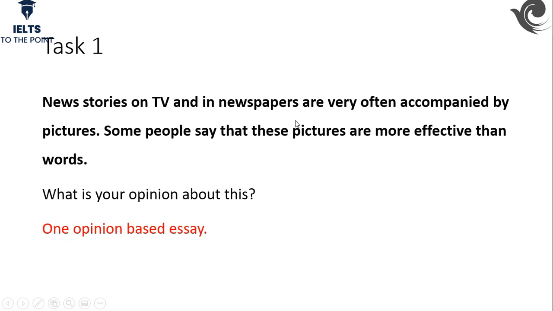So when you are writing the essay, ensure that you treat this as a one opinion based essay in which you say that either the pictures are more effective than the words, or pictures are not more effective than the words, or words are more effective, only when somebody is reading or reporting a news story on TV or in newspapers. Right. Let's go to the next task.